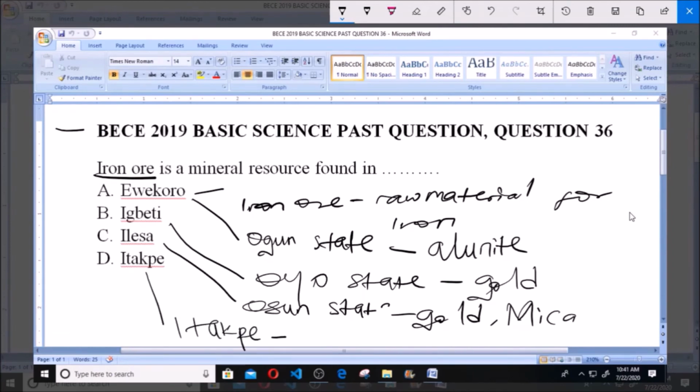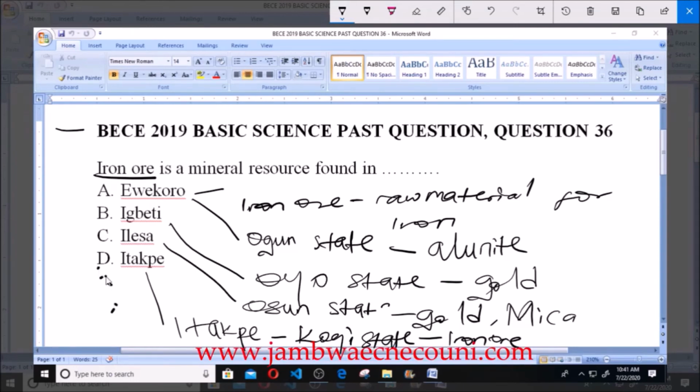Now Itakpe is in what? Kogi State. Itakpe is in Kogi State, and the main mineral resource you find here is iron ore. You find iron ore mainly in Itakpe in Kogi State. So from this you see that what? D is our answer, which is what? Itakpe, which is in Kogi State. So it's D, Itakpe. That's where you find what? Iron ore. So the answer is D.